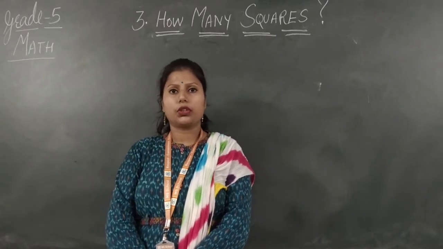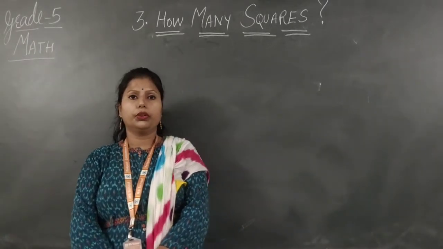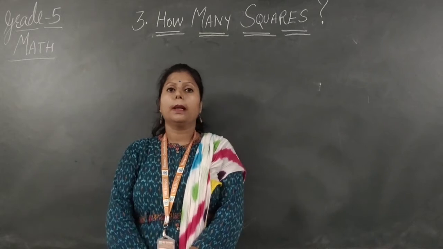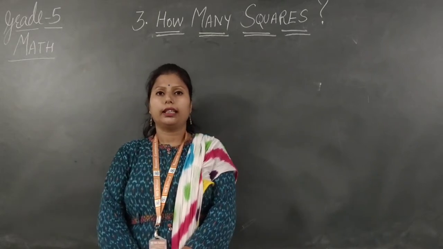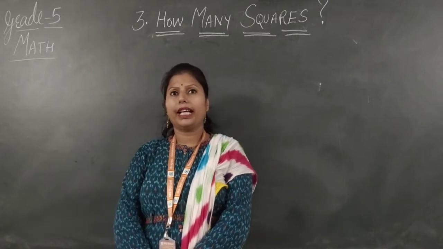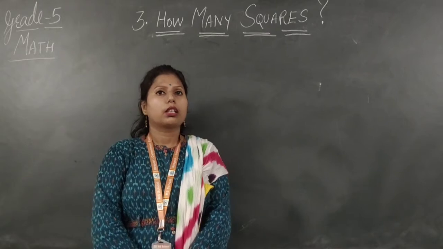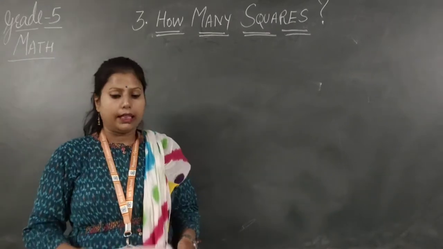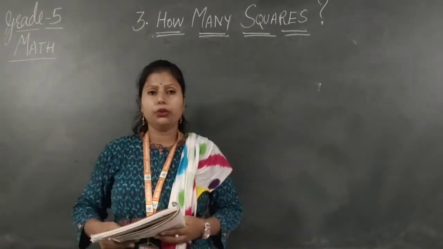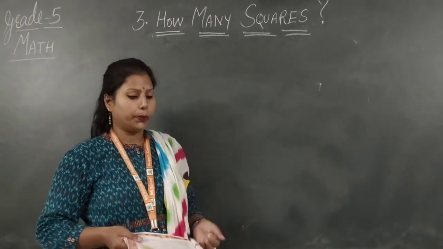This is our second session of third chapter, How Many Squares. In previous video, we learned about the perimeter of square, perimeter of rectangle. Now we will find the area of rectangle or area of square. So here in page number 35, you have to take your textbook with you during this video.